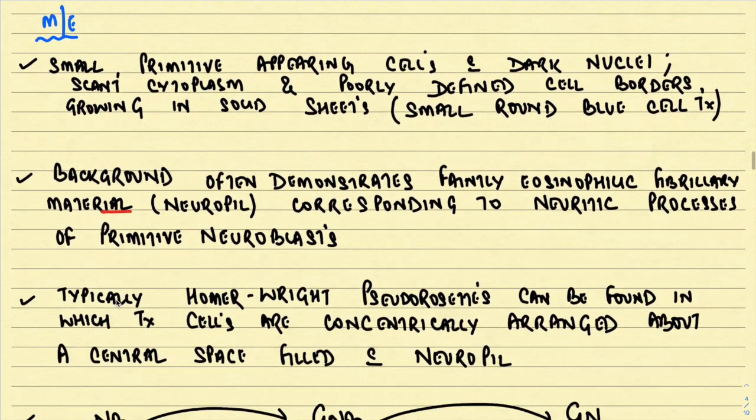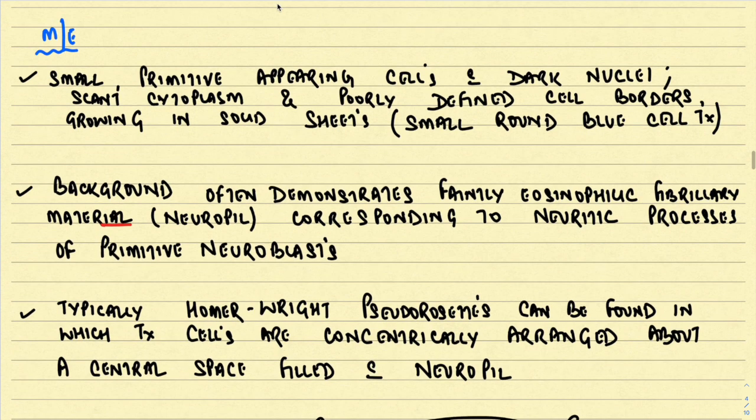Now, microscopically, if you see these tumors, classically they are composed of small primitive appearing cells with a dark nucleus, scant cytoplasm and poorly defined cell borders growing in solid sheets.